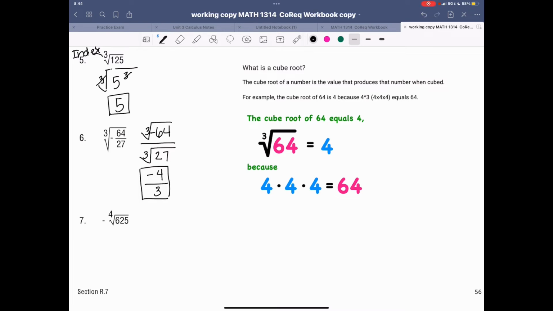And then for number 7, you're taking the 4th root. So this is going to be 5 to the 4th. But this problem is a little bit different because it's a negative 1 times the 4th root of 625. So it's -1 times 5 to the 4th, right? The 4th root. These exponents cancel. So I'm left with -1 times 5, and I get -5.